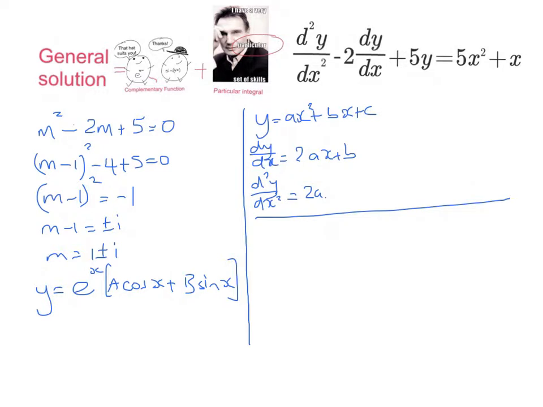I'm going to put all of those into the left hand side of the equation and force it to equal 5x squared plus x. So second derivative 2a minus 2 lots of first derivative 2ax plus b plus 5 lots of original function ax squared plus bx plus c. And I want that to equal 5x squared plus x. And so it shall equal 5x squared plus x because I will make it equal 5x squared plus x. And this is how I will make it.